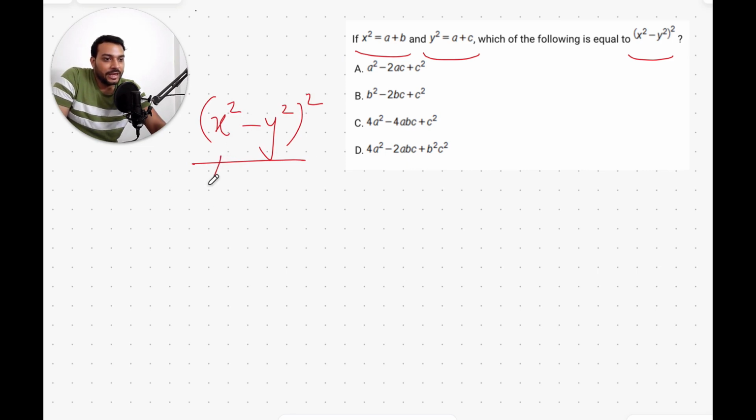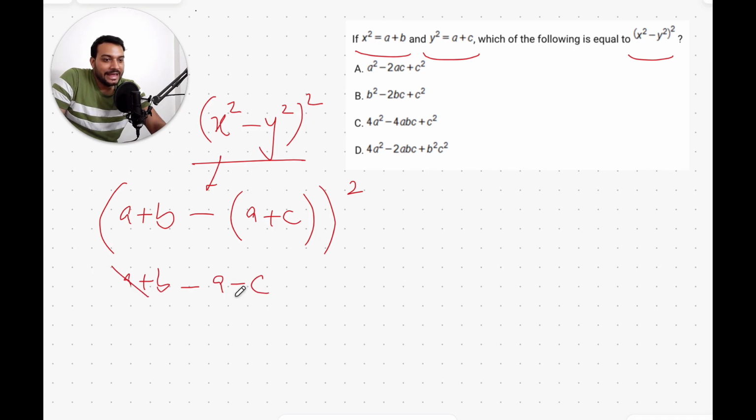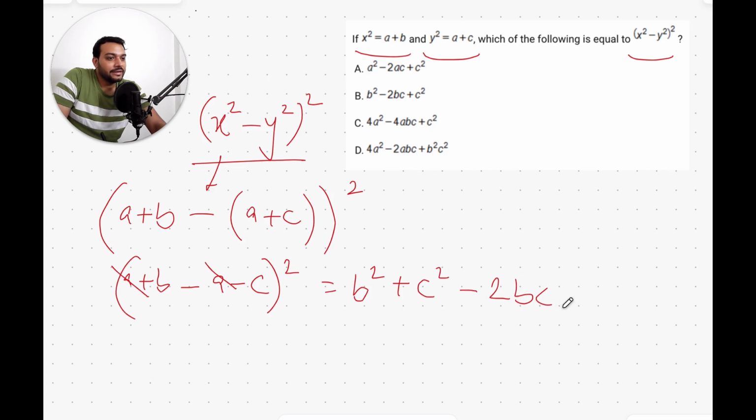x squared is given to be a plus b. So a plus b minus y squared, which is a plus c, this whole squared. Okay, so a plus b minus of a plus c, so minus a minus c. a and minus a get cancelled. b minus c, squared. There's going to be b squared plus c squared minus 2bc.